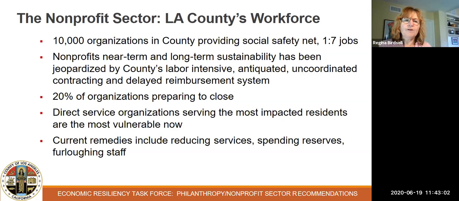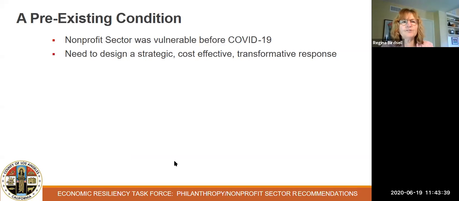So what we also have heard is that direct service organizations serve the most impacted communities, where it's low wage, high rent, very vulnerable, and people don't trust government right now and depend on nonprofit providers. Some of the remedies that nonprofit leaders are telling us they're looking at to get through are reducing services, spending less, furloughing people, tapping their reserves. It's kind of a let's just get through it and then we'll worry about next year.